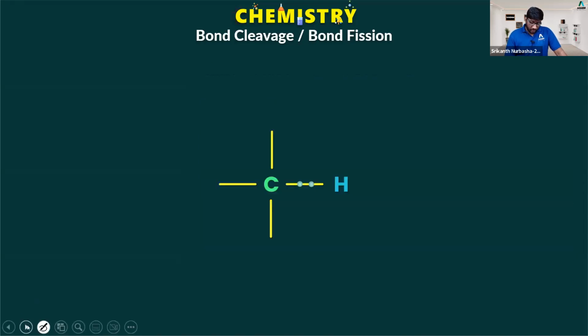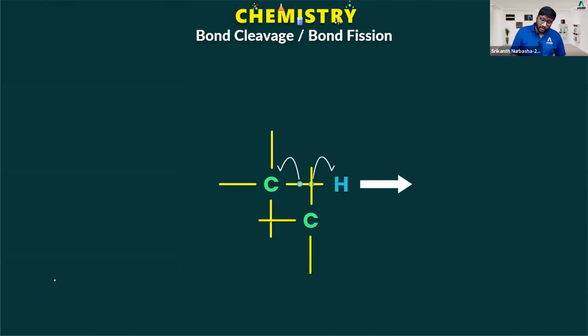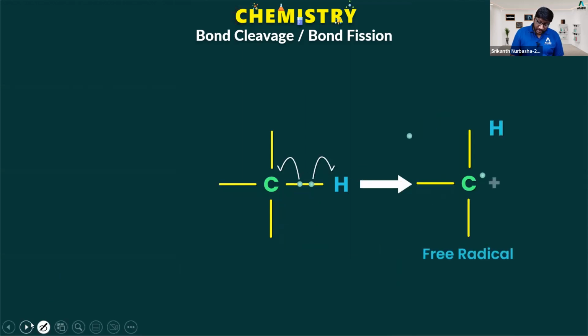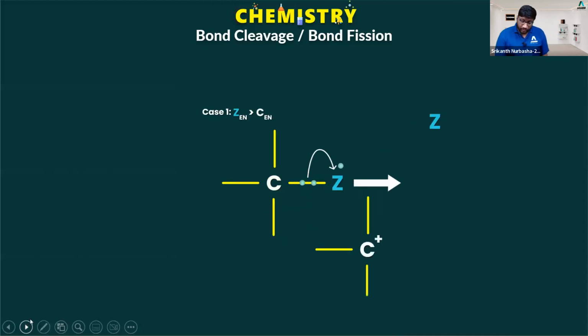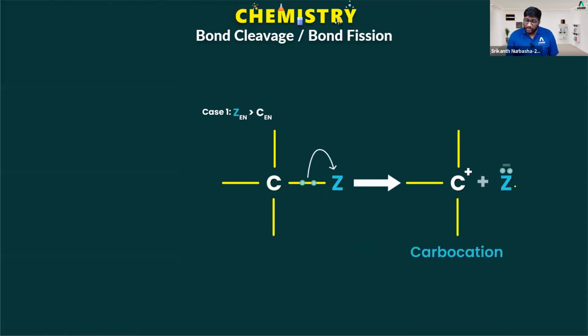Like a C-H bond, if you try to break this particular C-H bond and give carbon and hydrogen one electron each, you will generate a carbon free radical and an H dot radical. If Z has more electronegativity when compared to carbon, in that case both the electrons are given to Z. The carbon will have a positive charge now, and Z will have 2 electrons, or Z minus. This is nothing but a carbocation. The carbocation is obtained when the carbon is connected to a more electronegative atom and heterolytic cleavage happens.